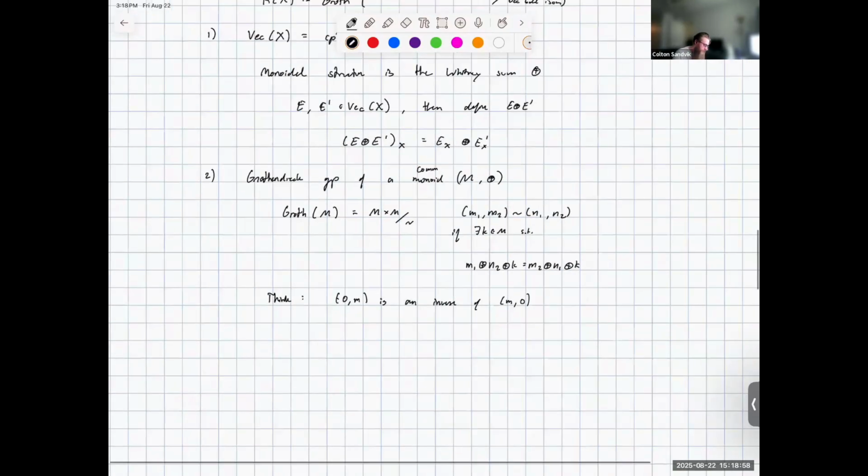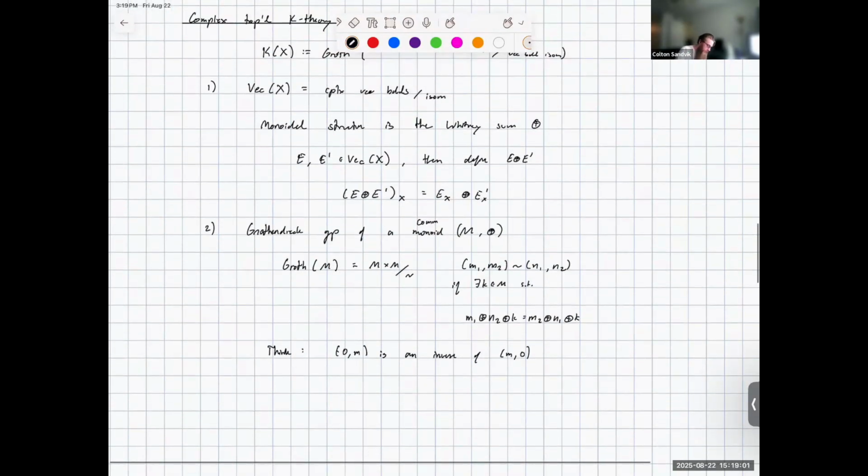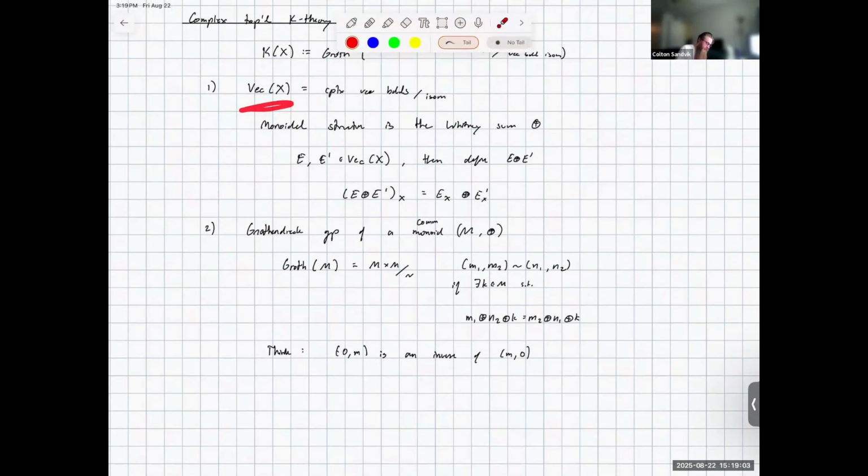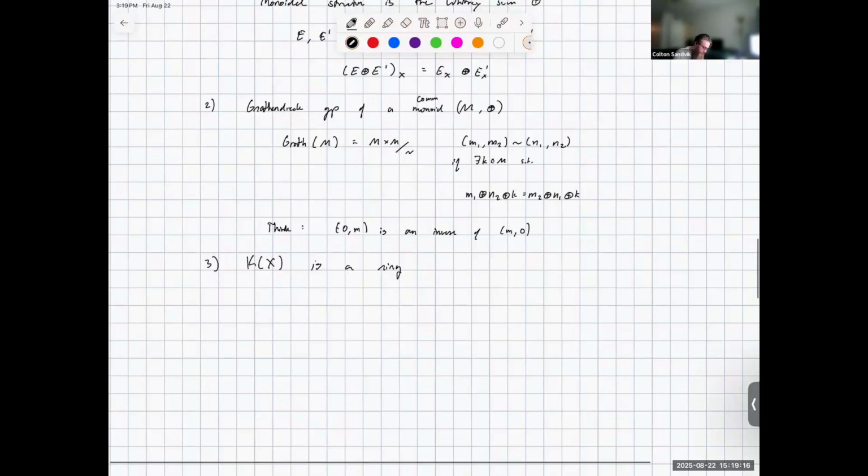Okay. So anyway, the key takeaway is that we actually have a monoid. We can take its Grothendieck group, and so this gives us an abelian group. And the last thing I want to say is that this is actually a ring. And how is it a ring? Well, just via tensor product of vector bundles. So we actually have a ring.